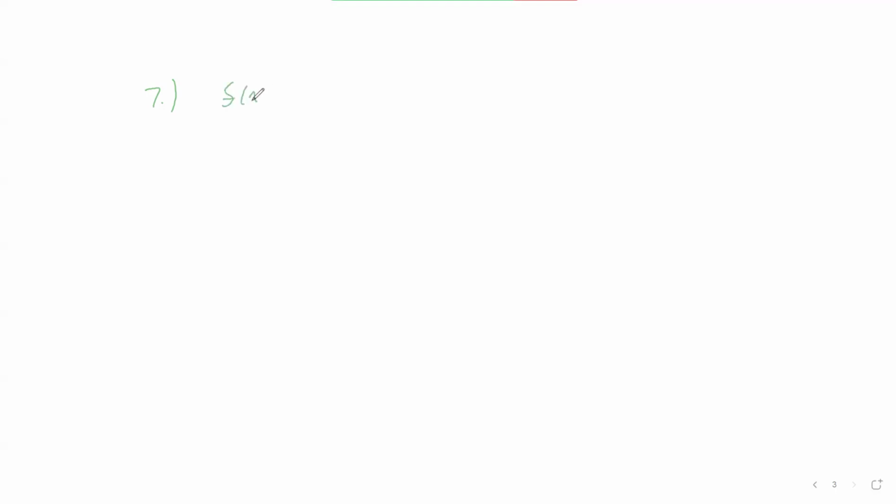So 7 is f of x equals x minus 4, x plus 2 squared, and x minus 3 cubed. So again, I have a 1, 2, 3, 6. I have a sixth degree polynomial. So that's going to be even and positive.